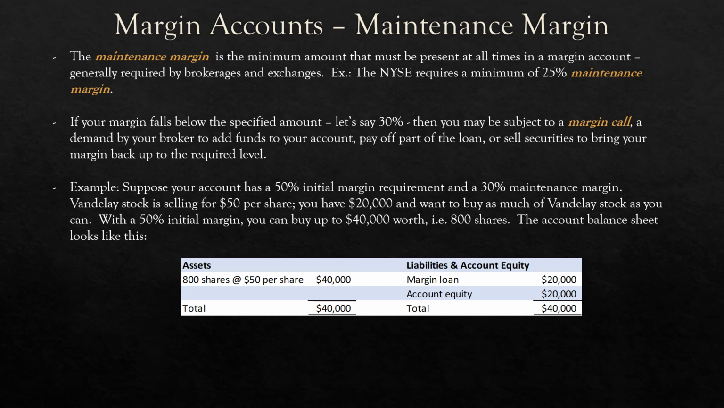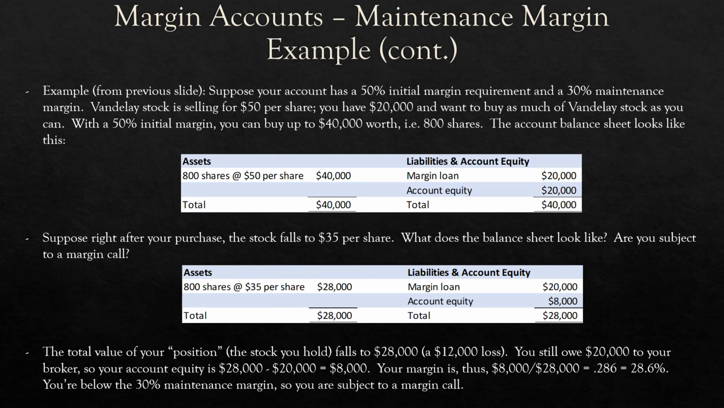So the account balance sheet looks like this. Your account equity is the $20,000. The loan is the $20,000. With those two together, you buy $40,000 worth of Vandelay, so the 800 shares. I'm going to repeat all of this on the next page, so this is all repeated from the prior page. Let's go down to here.